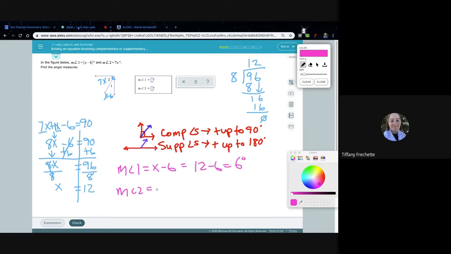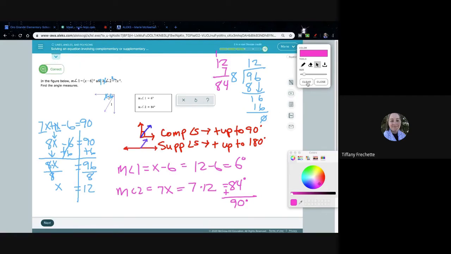And then we figured out what x was for angle 2 also, because it's 7x. So we again know what x is. So we just multiply by 12. And let's see, 12 times 7 is 14, 7, 8. So we get 84, 84 degrees. If I add these together, I should get 90. So if I add those together, I do in fact get 90 degrees. That is a really good check just to make sure that they do in fact come back to the correct degree. So I have 1 is 6 and 2 is 84. Check.